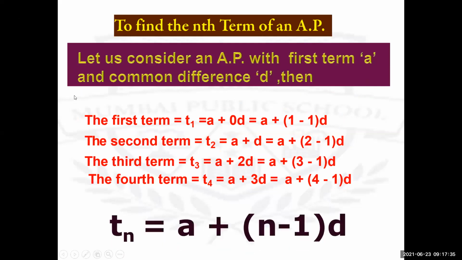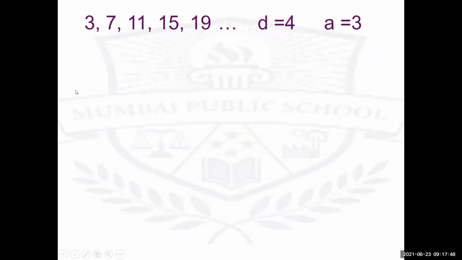Tn equals, check, I'm writing this formula again and again because it's very important. Tn equals A plus N minus 1 into D. So check the following numbers. What do you observe in those?